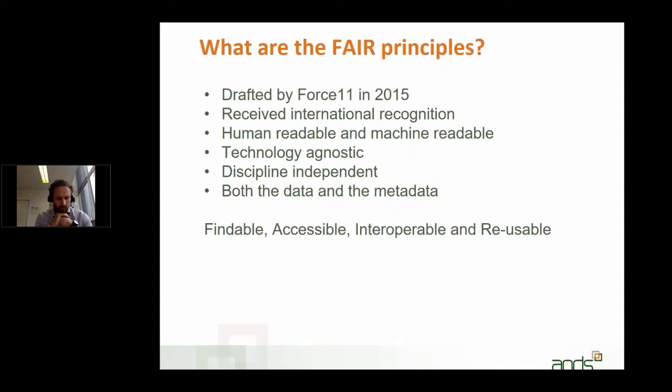What this community has looked at is how to facilitate change towards improved knowledge creation and sharing. And as they were working on this in 2015, they came together and said it would be good to have some principles around research data and the sharing of that research data and how you can best do that. So late in 2015, they drafted these four FAIR data principles, and in early 2016 they wrote an article which was published in Nature about it, and from that moment onwards the ball started rolling and these principles started to receive attention and international recognition.